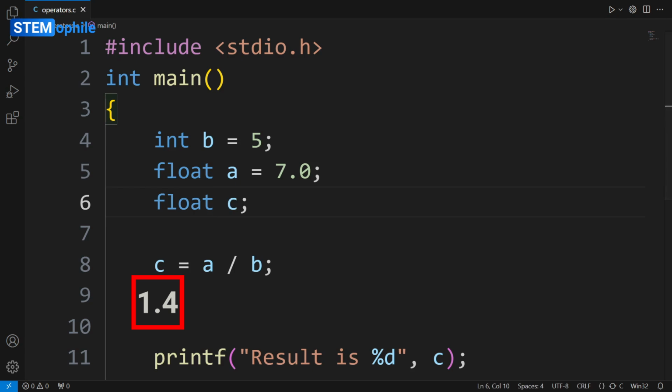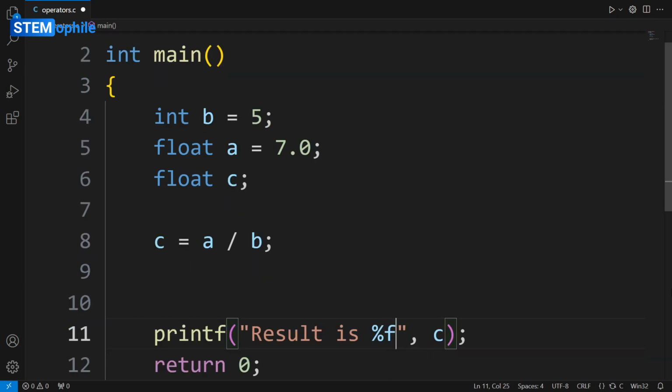But there's still a problem. Pause the video and think about it. If you find out, let me know in the comments. The problem is with the format specifier. Since our variable is of type float, we should use %f, not %d, which is for integers.